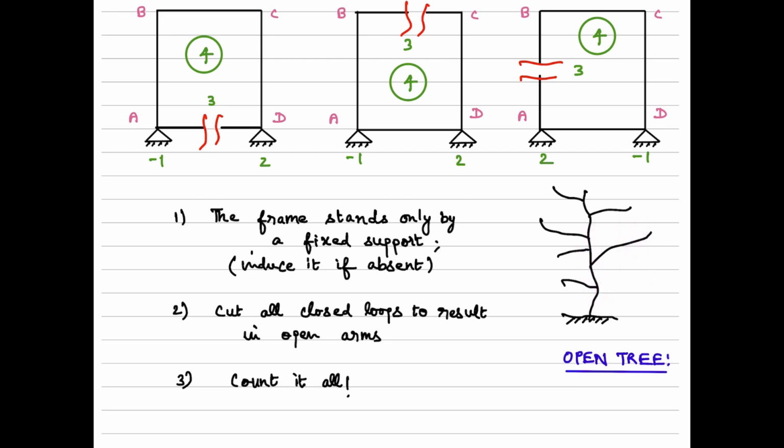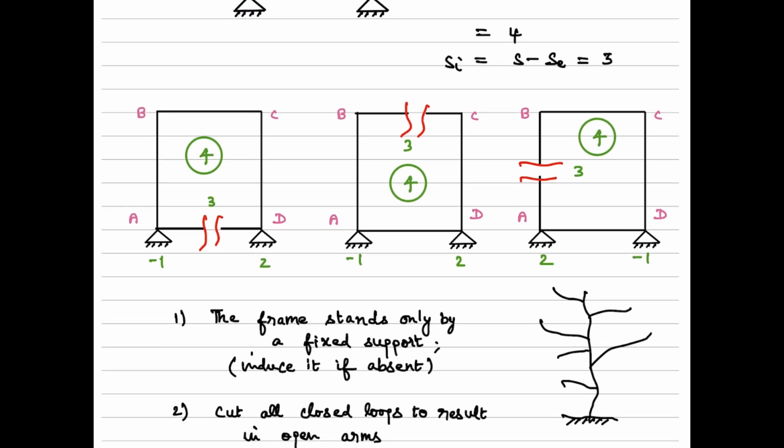So the overall idea is we need to convert a particular frame into an open tree. When we carry out this particular operation, we will use certain numbers. Finally, we'll add them up. That will give you the value of internal indeterminacy, external indeterminacy, or the overall indeterminacy. Okay. So the procedure is as follows: the frame should stand only on a fixed support. If the fixed support doesn't exist, we will induce one. Then we need to cut all closed loops, and we also need to cut the excessive reactive components to have a tree just with open arms. Finally, count or sum up all the numbers, that will give you the indication of static indeterminacy.